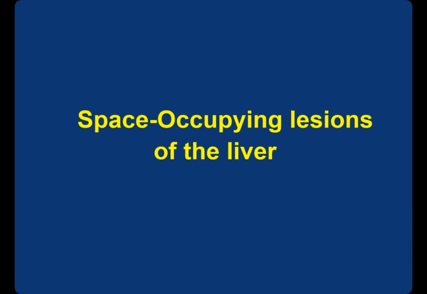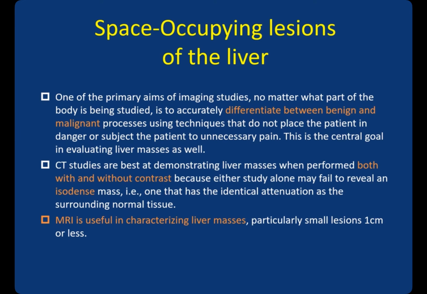Next, we will talk about the space occupying lesions of the liver. One of the primary aims of imaging studies, no matter what part of the body is being studied, is to accurately differentiate between benign and malignant processes using techniques that do not place the patients in danger or subject them to unnecessary pain. This is the central goal in evaluating liver masses as well. CT studies are best at demonstrating liver masses when performed both with and without contrast, and MRI is useful in characterizing liver masses, particularly small lesions.